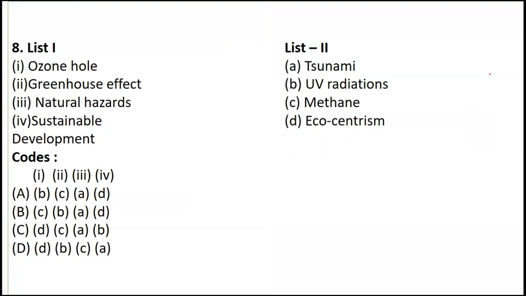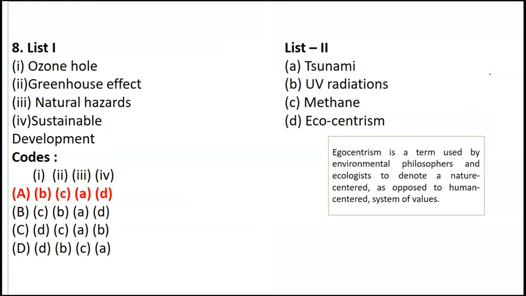Ozone hole is for what? Greenhouse is for what? Natural hazard is for what? And sustainable development stands for what? So let's see, we have to match all the codes. When we talk about list one and list two, the right option is option number A.